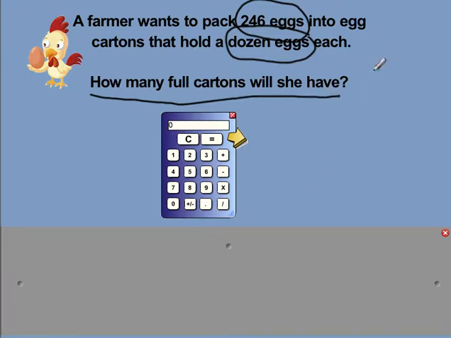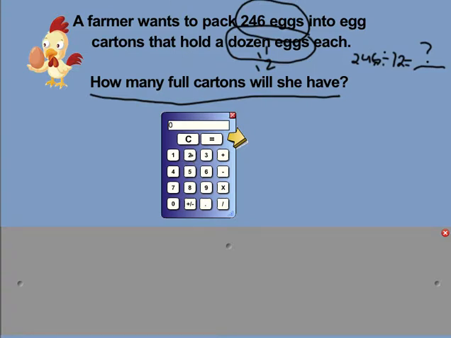So if we were to write a number model for this, we could say 246 eggs divided by, oops, that's a 6, sorry. And we know that a dozen is equal to 12. And she wants them in egg cartons that hold 12 eggs. So we need to group those 246 eggs into groups of 12. Now that's a really hard division for me to do on my own. So I'm going to use my calculator. So Mr. Nutty, let's go ahead and use our calculator. This is our number model so far. 246 eggs divided by groups of 12.